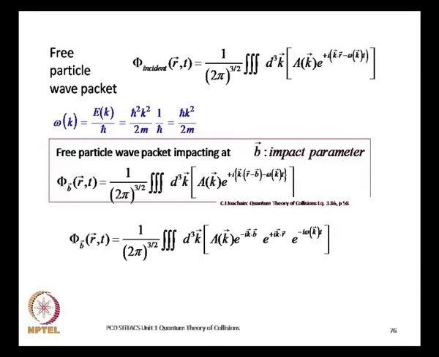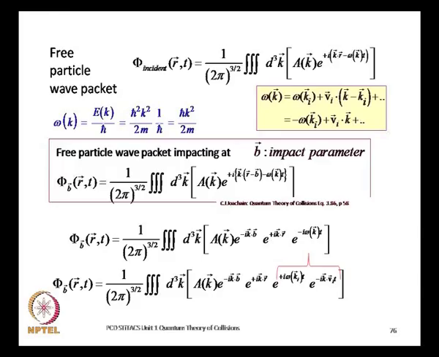The phases then consist of e to the minus i k dot b, e to the i k dot r and e to the minus i omega t. So, these are the three contributors to the phase. Okay. This omega depends on k. So, if you consider this dispersion, because it is k dependent, you can write this omega in terms of these two terms, which we have already found. So, this is the free particle incident wave packet.